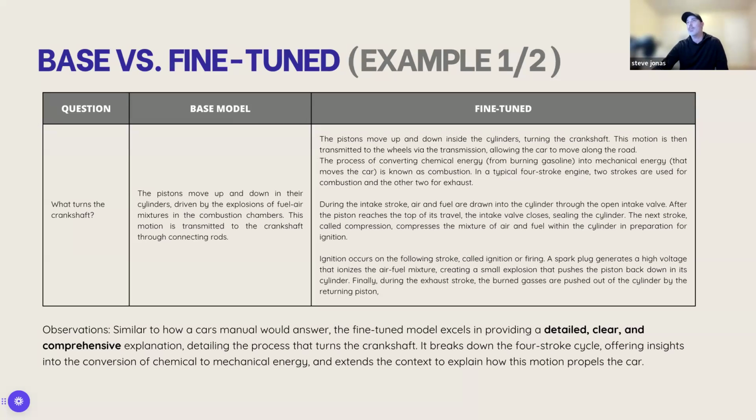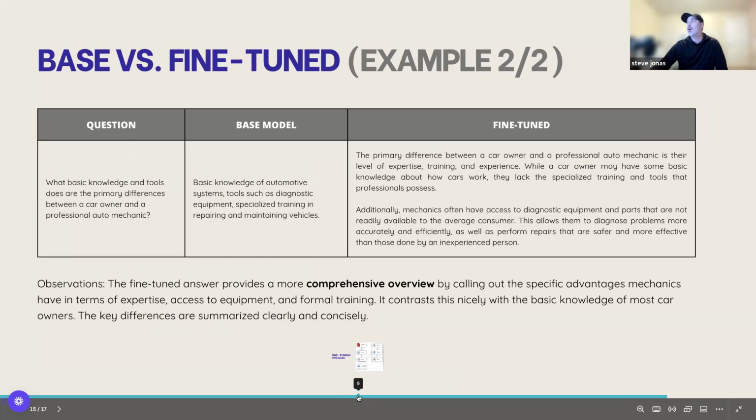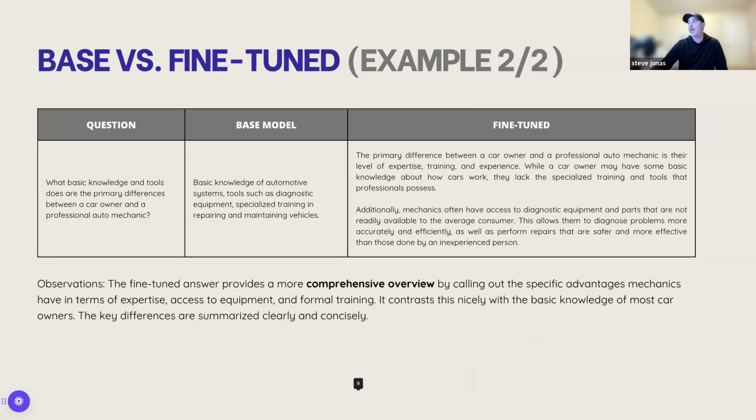And here's an example. What turns the crankshaft? This is the base model response, and then the fine-tuned response. You can see it's much more detailed, clear, and comprehensive, which I think came out really well. Here's another response. Again, much more comprehensive, and it really explains the context for the question very specifically.